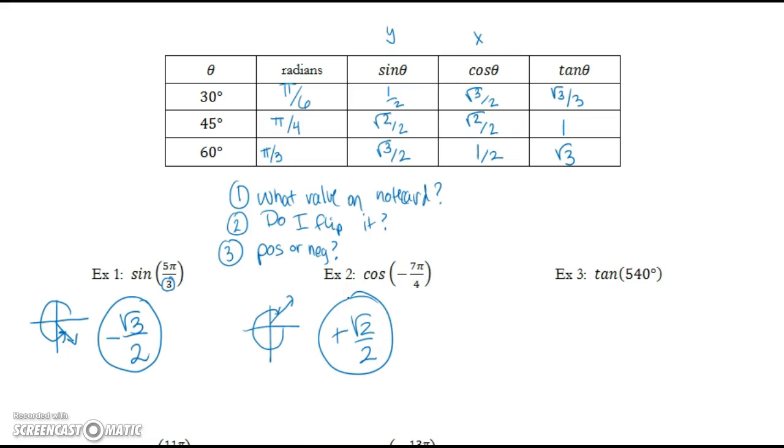If you need practice sketching angles, go back and view the video for standard 1.4. It explains how to do that.